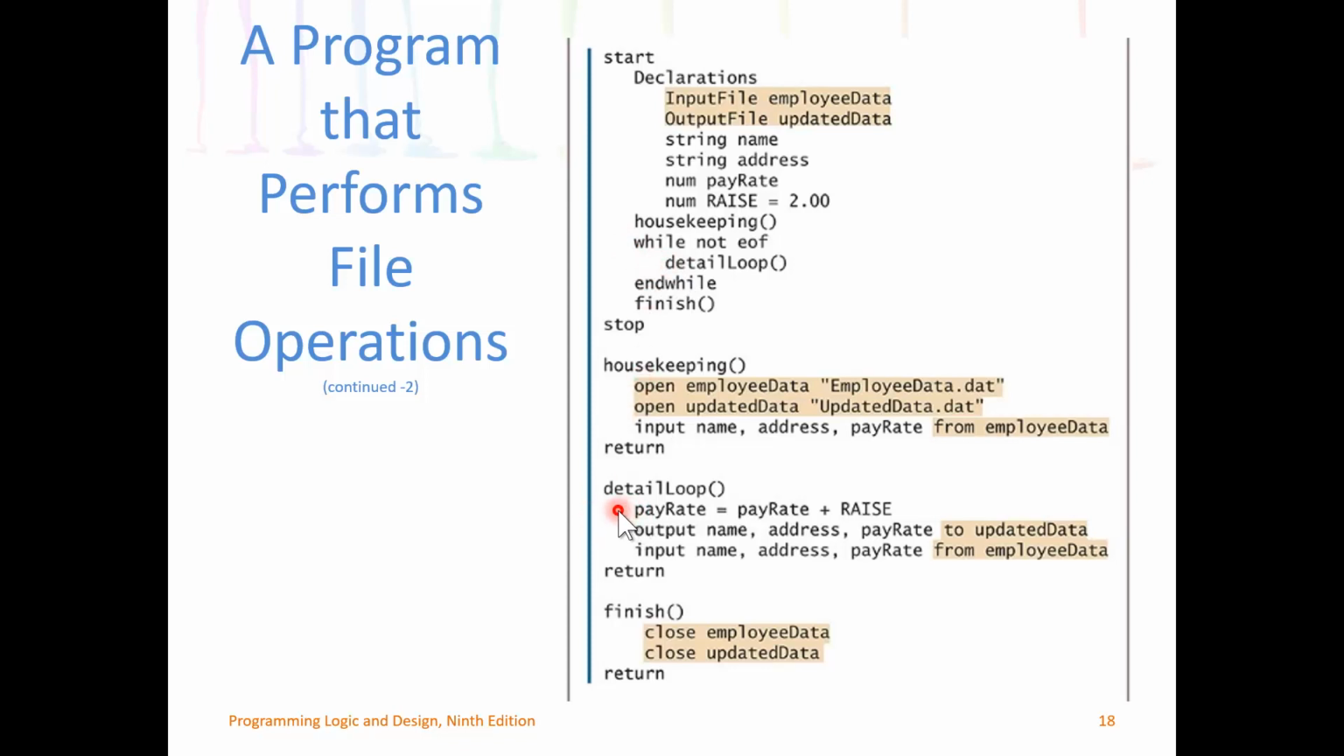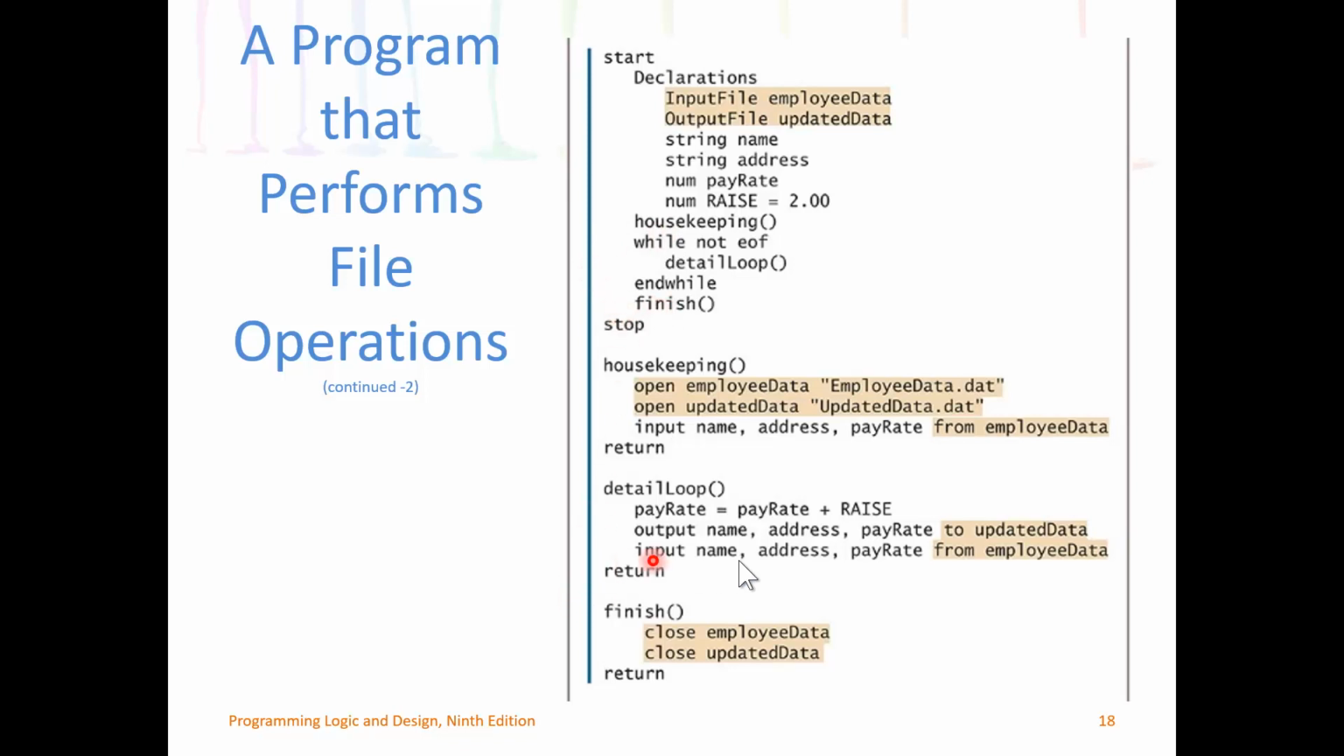It processes the person's raise, pay rate plus raise becomes the new pay rate, and then we output to the child file name, address, and the new pay rate. And then the last thing we do in detail loop is input the next record, the next employee. As soon as it finishes with detail loop, it's going to hit end while, go back up and check for end of file. If end of file is true, it's going to drop out of the loop and go to finish.